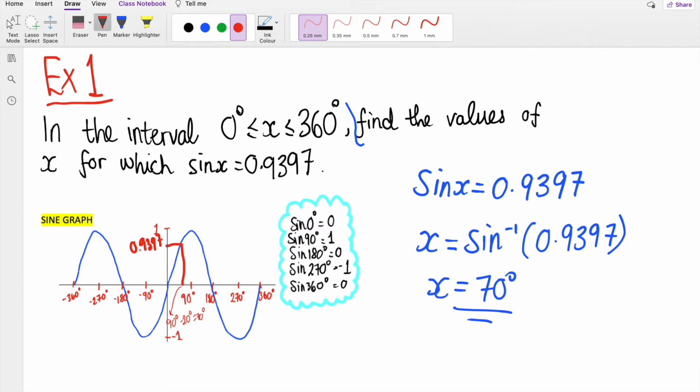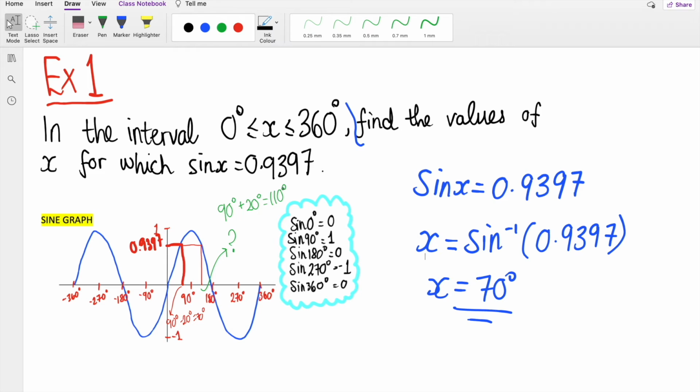So now I can travel along at 0.9397 to see if my straight line will touch another point on the graph. As you can see, I'm drawing a straight line from 0.9397 and I touch the sine graph here, so I need to go down and figure out what angle x is equal to here. Because the graph is symmetrical and 70 degrees is 20 degrees to the left of 90, to find what angle it is here, I can just do 90 degrees plus 20 degrees. That's going to give me 110 degrees.